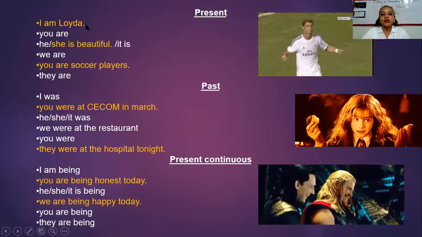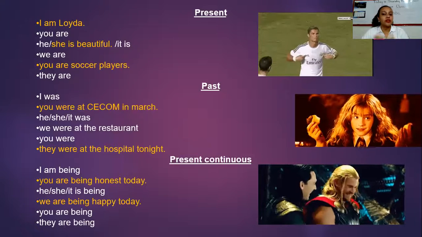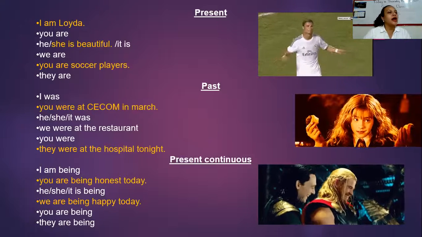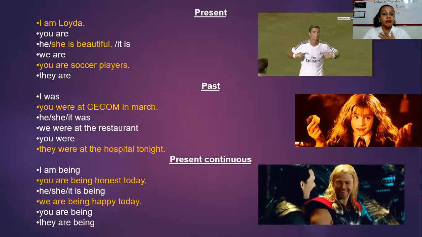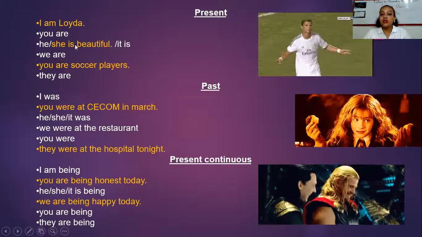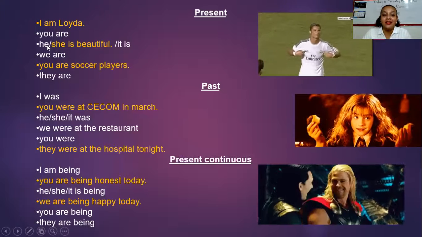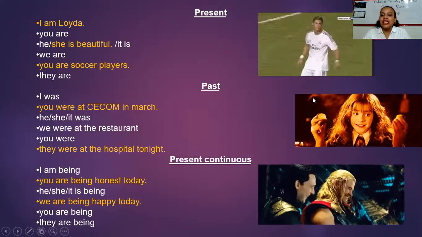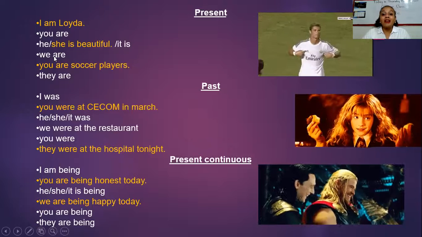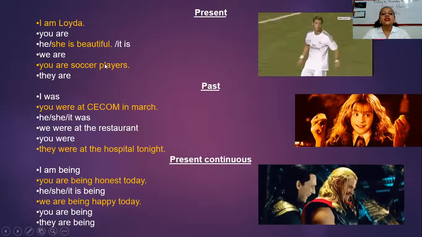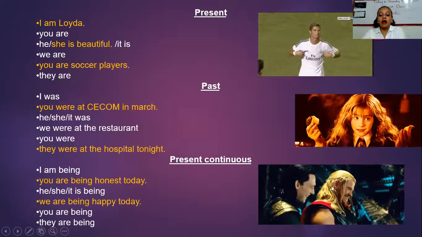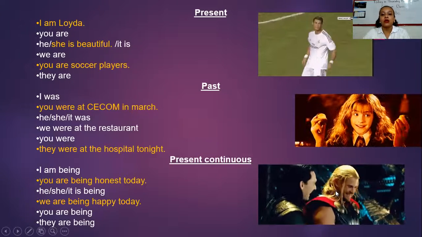I have some very easy examples here. I am Loida. If you want to introduce yourself, you say I am and say your name. What is your name? Good. I am Marta. I am Carlos. I am Vanessa. I am Samantha. I am Angel. Yes. You are students. He is handsome. We don't say he is beautiful. She is beautiful. It is friendly, to talk about an animal. We are students. We are Hondurans. You are soccer players. They are actors. Look, Loki and Thor, they are actors.